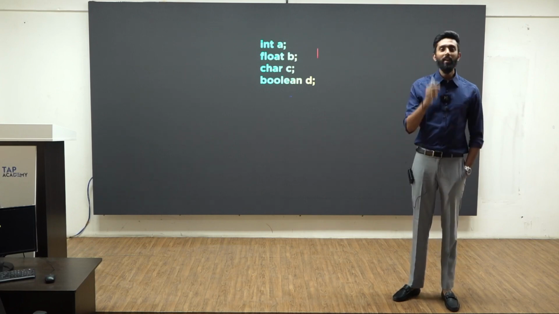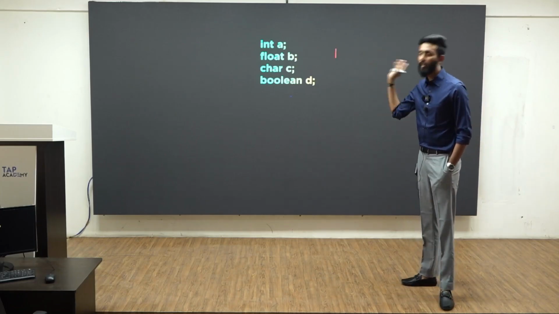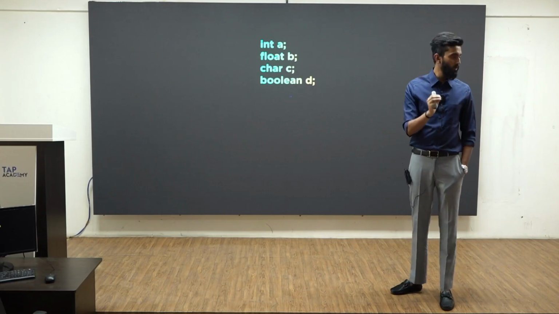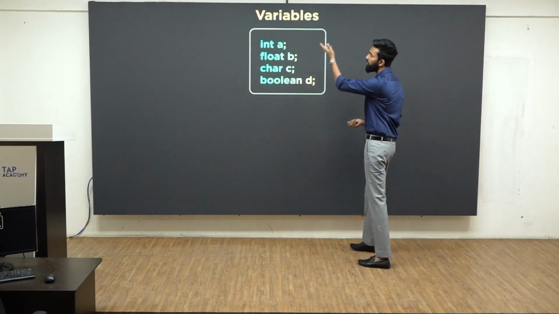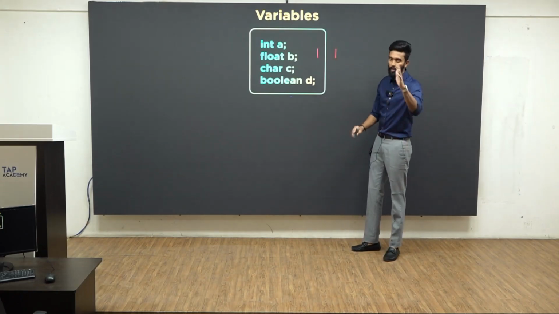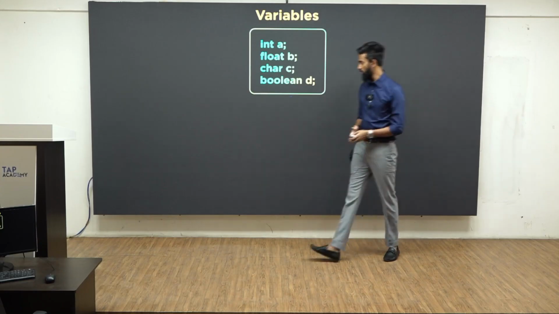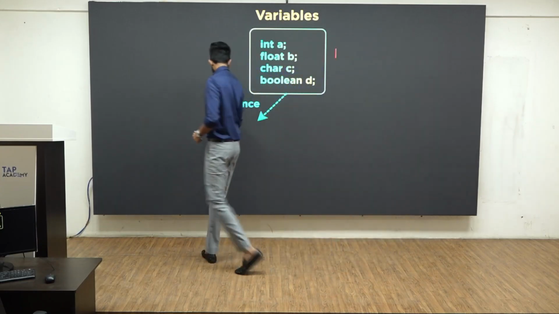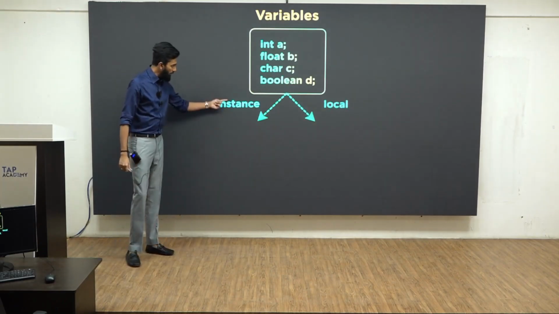Yes or no? In other words, if I simply write 4 variables and if I ask you what they are, your answer should be they are just variables, that's all. Instance or local, you cannot tell me now. Okay, sir. So, how to tell instance or local? Focus. There are 2 types of variables, as I told you. Instance is one, local is the other. Now, what is an instance variable?